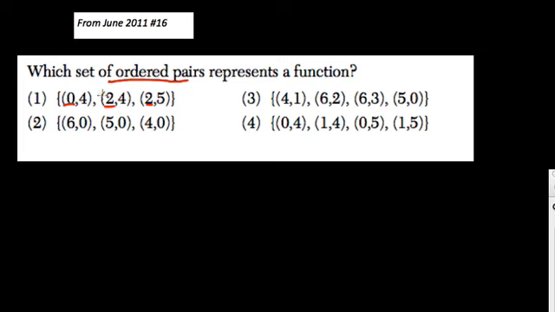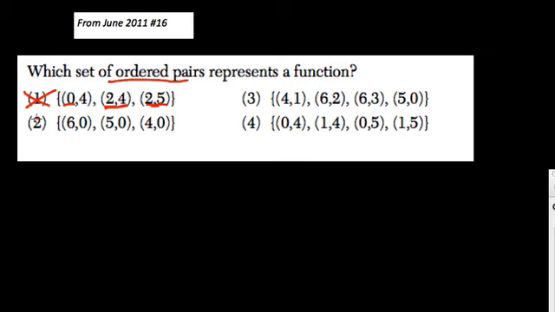So if you have a situation like right here, where 2 goes to 4 and 2 goes to 5, in other words, the input is 2 and the output is 4, and then with the same input, 2, we get a different output. When that happens, it's not a function. We're trying to find the function.